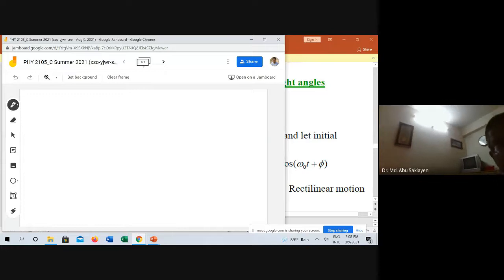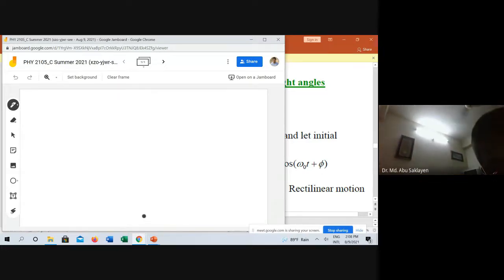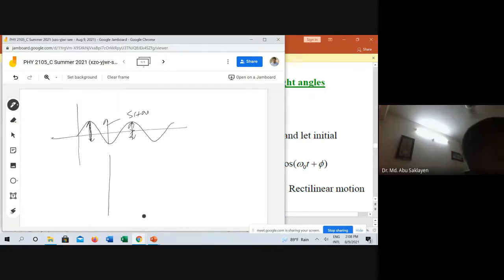So in the last section we completed wave motion. So a wave is traveling like this. This is the velocity of the wave, and this is the particle motion, right? Particle motion. It is SHM, right? So another wave, suppose it's like this.